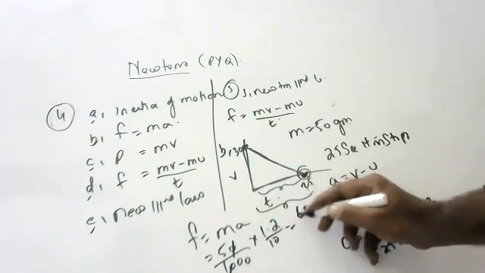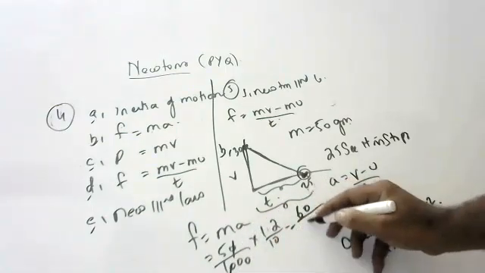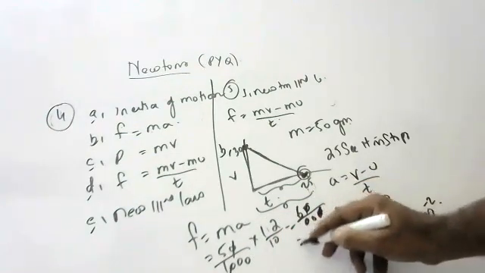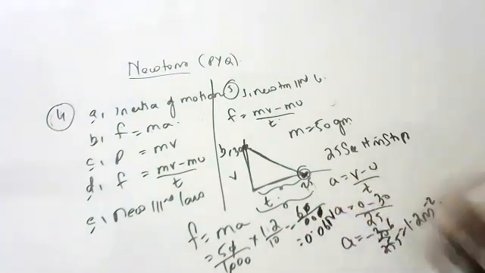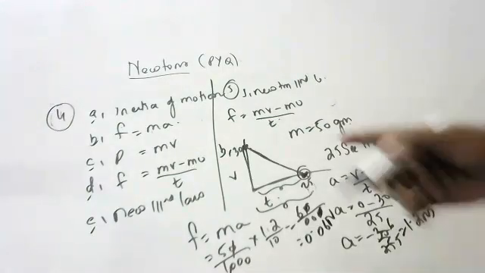5 was 60, 60, 3 zeros down. So 0.06 Newton is the force acting on that body, children.